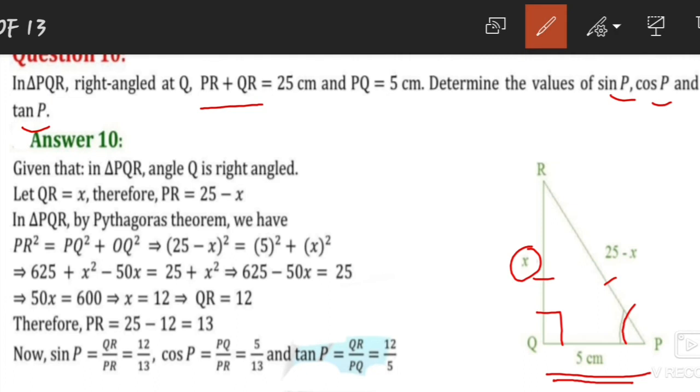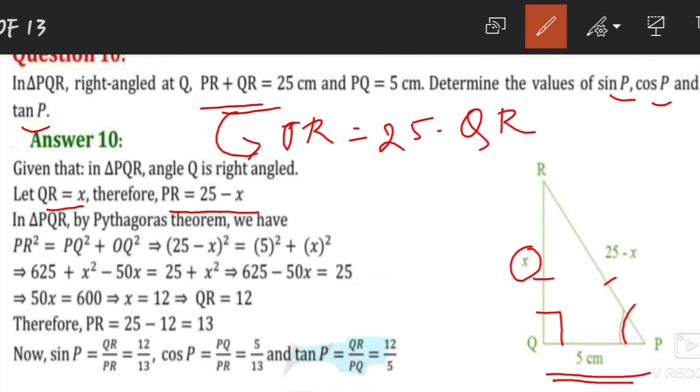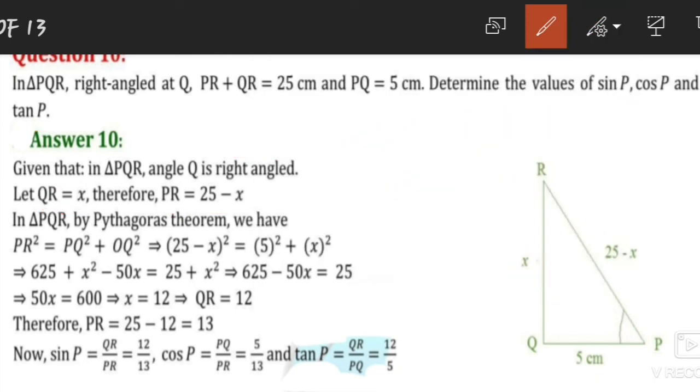From here you can write, considering QR as x, from this equation PR is equal to 25 minus x. Why? Because PR is equal to 25 minus QR, and you have considered QR as x, so it will become 25 minus x.